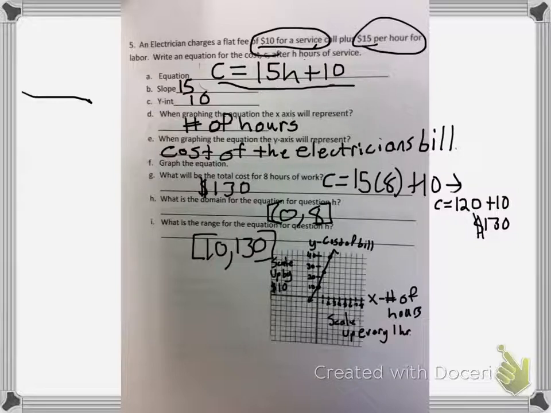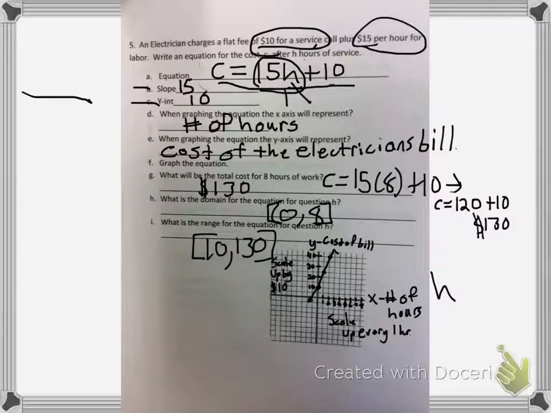And 15, if it says per hour, something changing, that's going to be my slope because it's a rate of change. So my slope is 15, my y-intercept is 10. When graphing the equation, x-axis will be the number of hours because that's what H represents. Alright, we know this will be H down here for my x-axis.